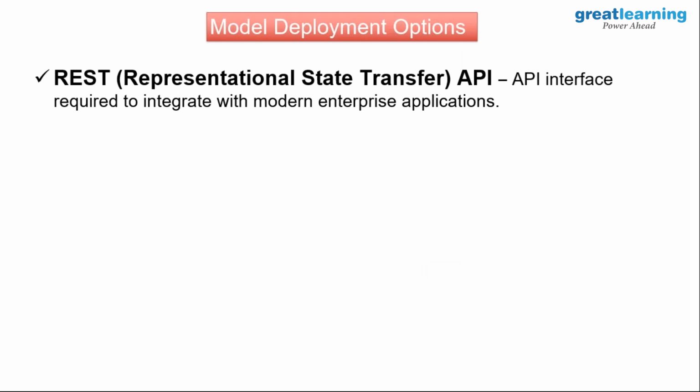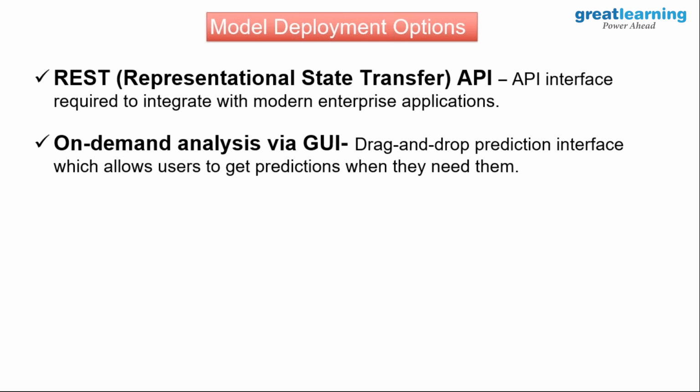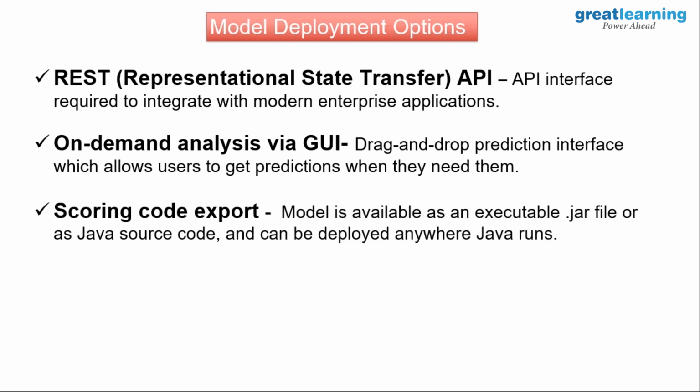So what is REST? This is a representational state transfer API, which is an application programming interface used to integrate the user input which you are taking with the available enterprise application. On-demand analysis by GUI is a drag and drop prediction interface, which allows users to get predictions when they need them. Okay, this is whenever you want it. It's like giving an input now. We'll enter the values on an HTML page, and whenever we enter the values, we just press submit and we'll get the prediction out.